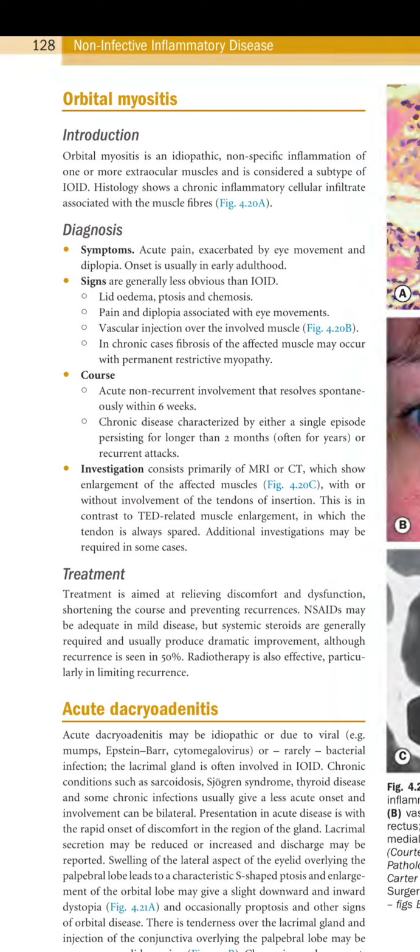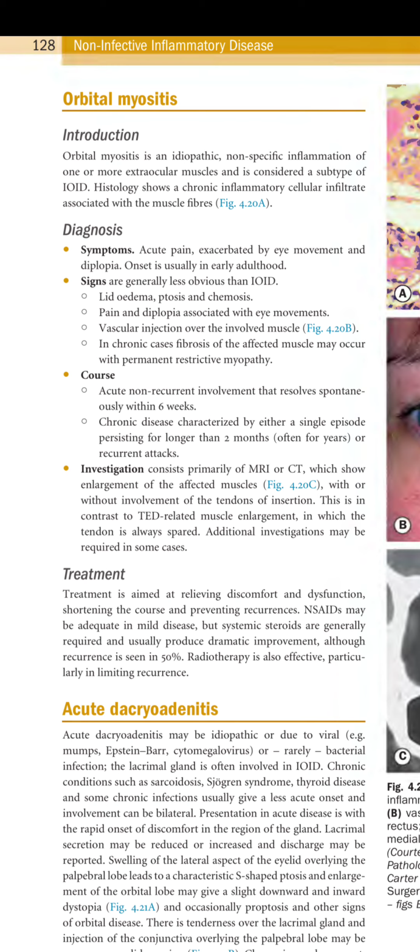So there can be a course of acute, non-recurrent involvement that resolves spontaneously within 6 weeks. So one is that it can resolve spontaneously. Second is the chronic disease characterized by either a single episode persisting for longer than 2 months, often for years, or recurrent attacks.